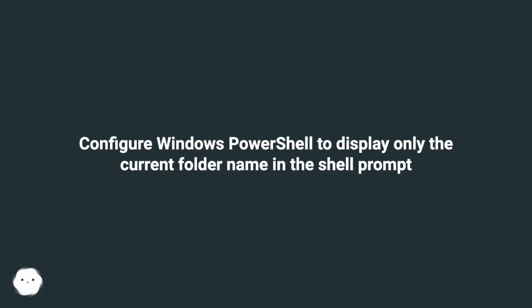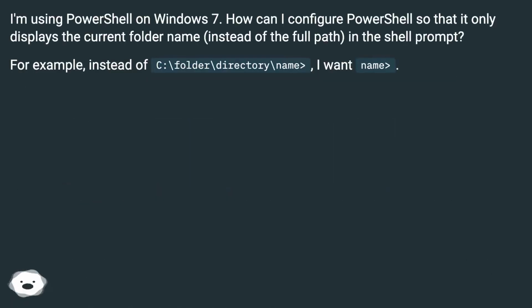Configure Windows PowerShell to display only the current folder name in the shell prompt. I'm using PowerShell on Windows 7. How can I configure PowerShell so that it only displays the current folder name, instead of the full path, in the shell prompt? For example, instead of C:/folder/directory/name, I want name.